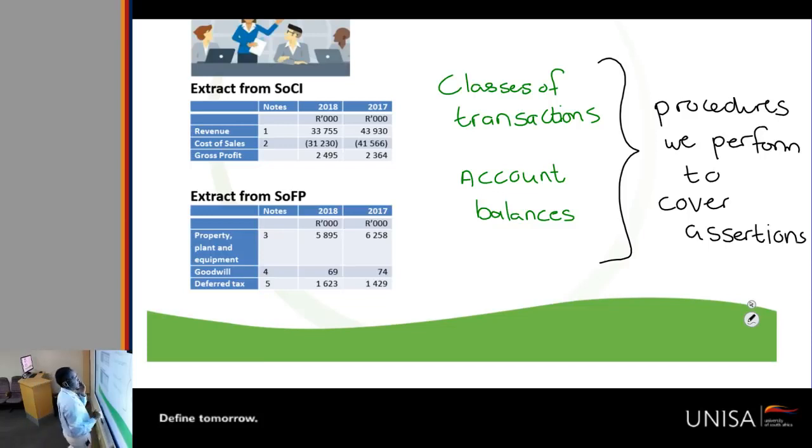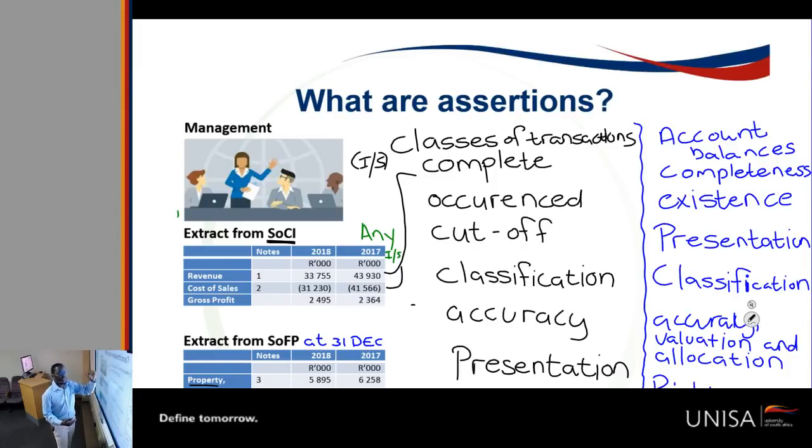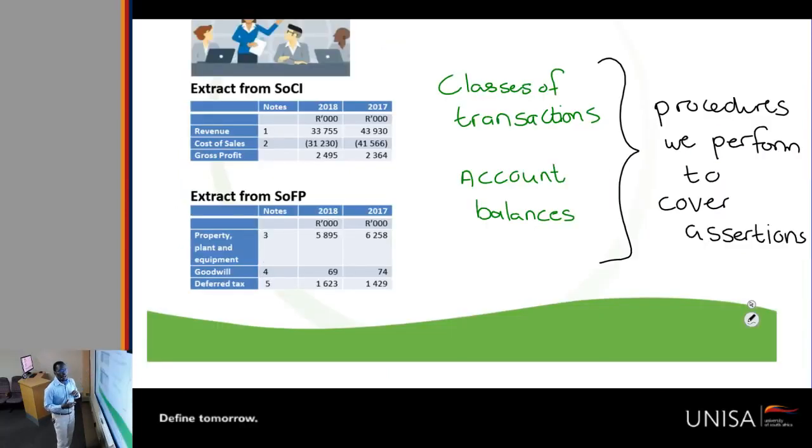Okay, so what does that mean? Whatever procedure we would perform in order to address the completeness of revenue, that would be a substantive procedure. Whatever procedure we would perform to address the occurrence of revenue, that would be a substantive procedure. So I hope you see the link between management, what assertions are, and what substantive procedures are.